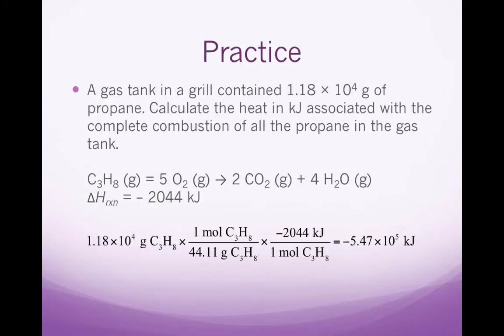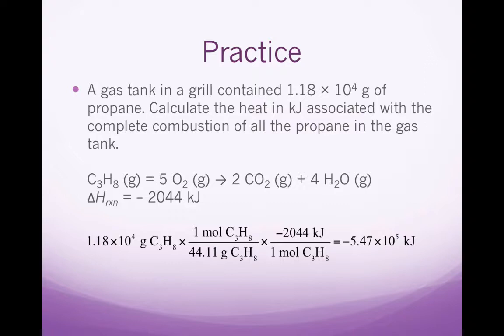So let's look at a calculation. A gas tank in a grill contains 1.18 times 10 to the 4th grams of propane. We want to calculate the heat in kilojoules associated with the complete combustion of all of the propane in the gas tank. So we use the same reaction that we saw in the previous slide, combustion of propane, and remember the ΔH of that reaction is negative 2,044 kilojoules.